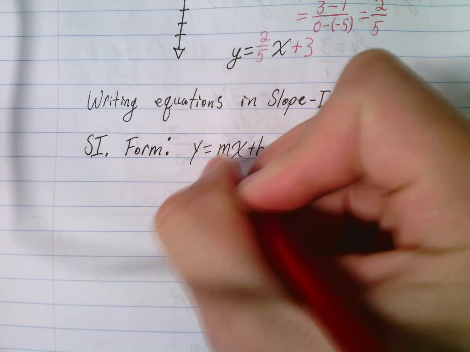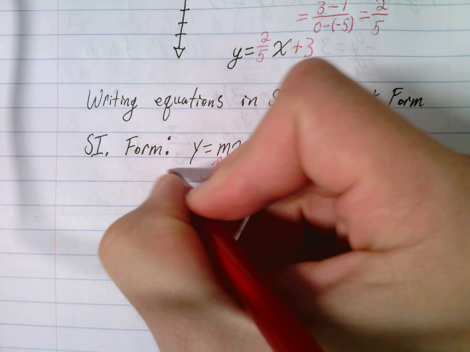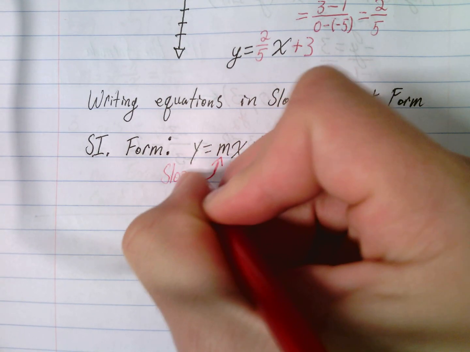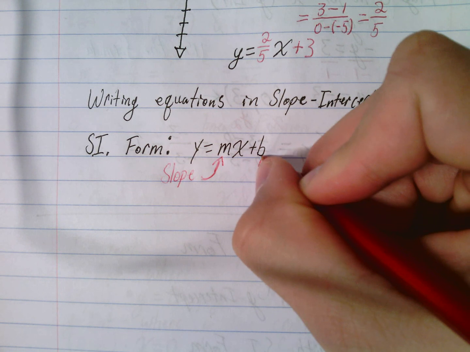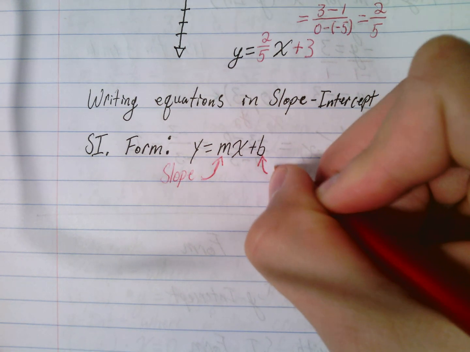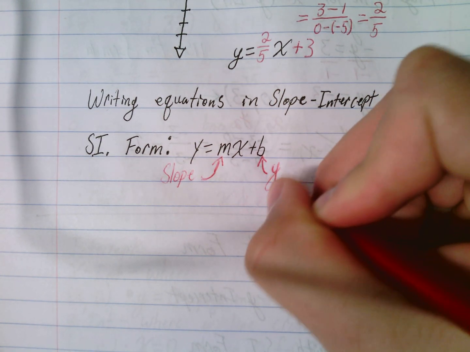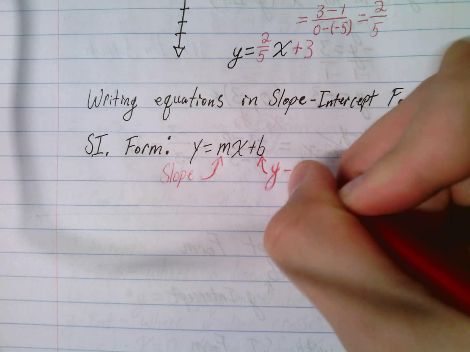So let's see if I can get a pen that works. M was our slope. And what did we say about b? Good. Thank you. It's the y-intercept.